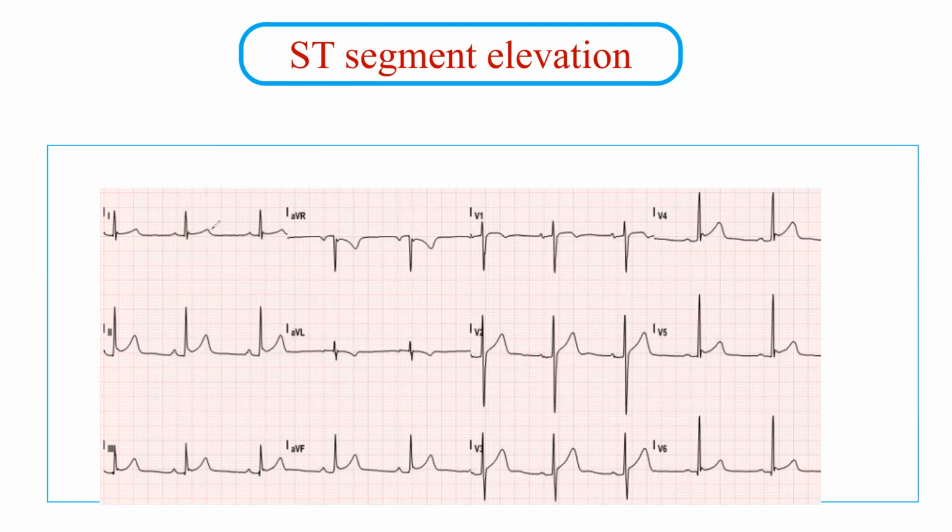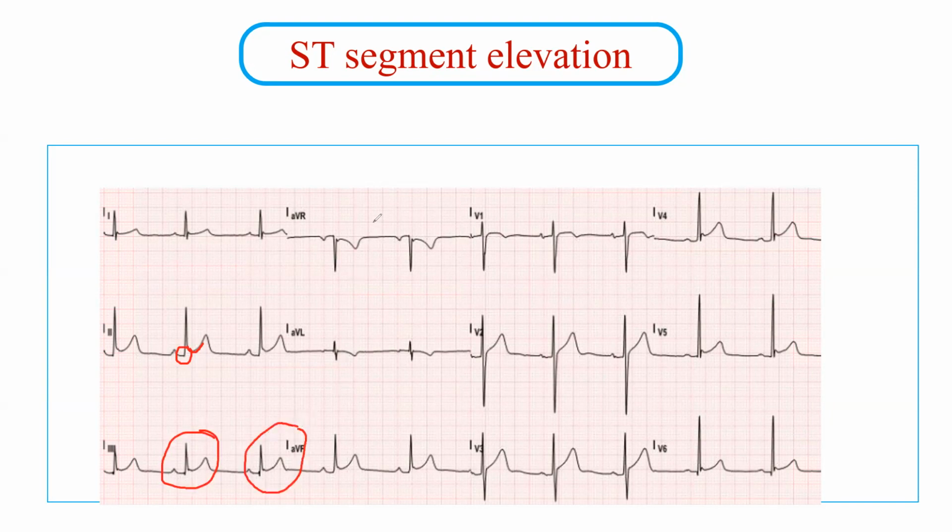Let's look here. So if we look at lead 2, there is some elevation, as you can see here, because here is the isoelectric line. And there is PR depression. If you look here, the PR segment is a little bit depressed. The same thing is seen in lead 3. The same thing is seen in AVF.